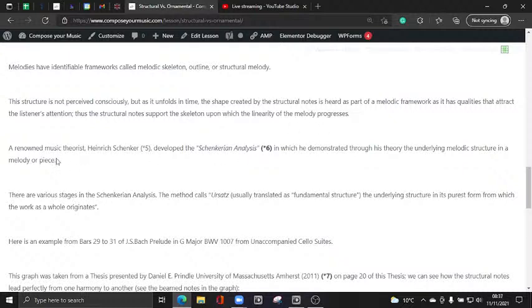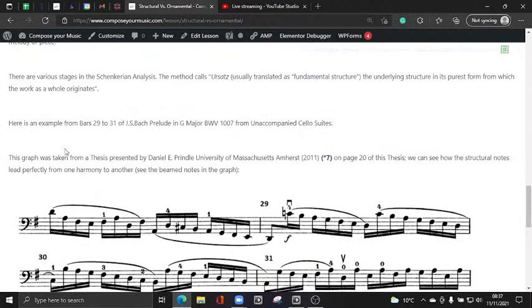A renowned music theorist, Heinrich Schenker, developed Schenkerian Analysis, in which he demonstrated through his theory the underlying melodic structure in a melody or a piece. So, these are various stages in Schenkerian Analysis. The method calls the Ursatz, usually translated as fundamental structure. The underlying structure is in its purest form, from which the work as a whole originates. Does anyone know about Schenkerian Analysis?